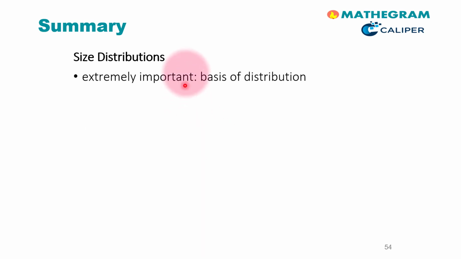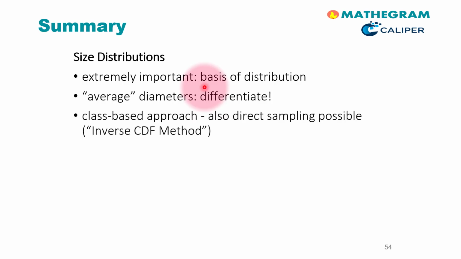In our chapter on size distributions, we have seen that there is one extremely important topic that is often forgotten: the basis of the distribution. Also, we need to differentiate between different average diameters. They simply may differ significantly in their value. Also, you should be now familiar with how to calculate some of them. Then I have introduced a class-based approach to translate a continuous distribution to concrete values for the particle size.